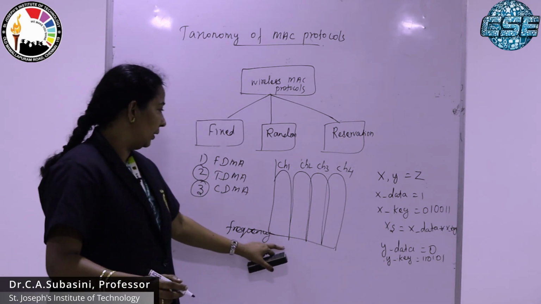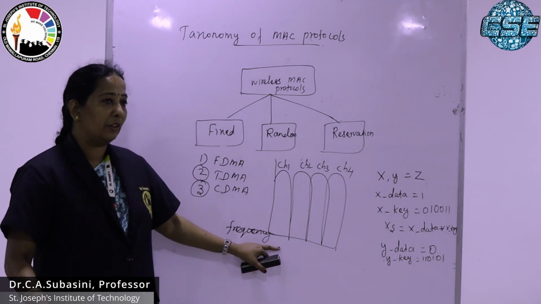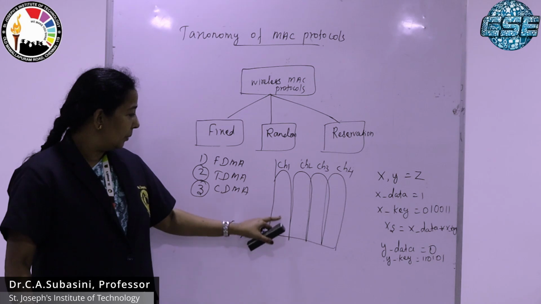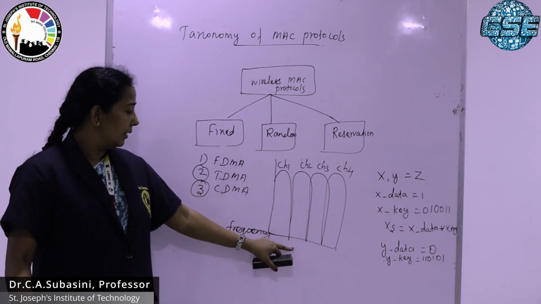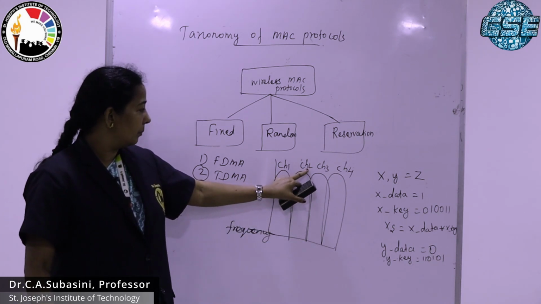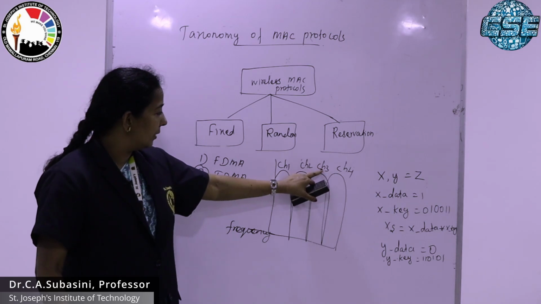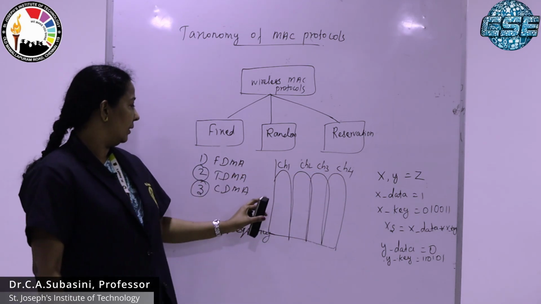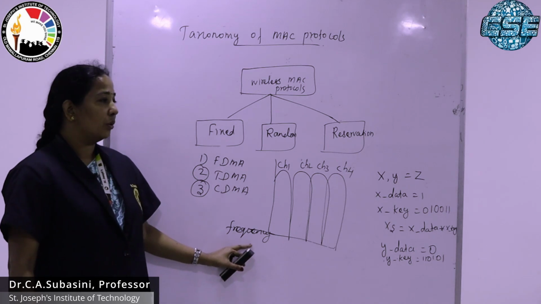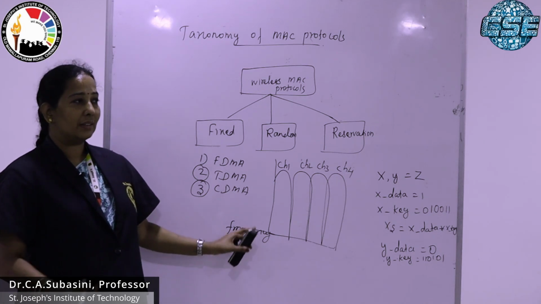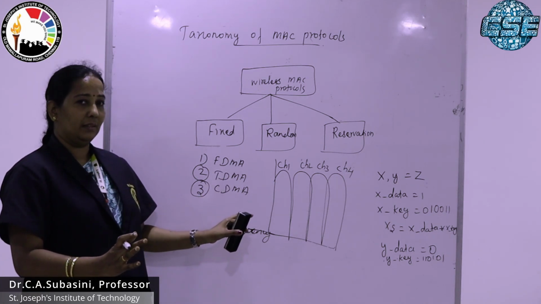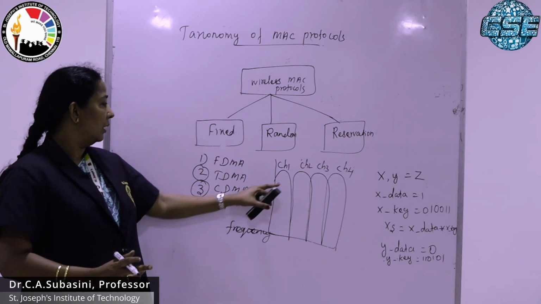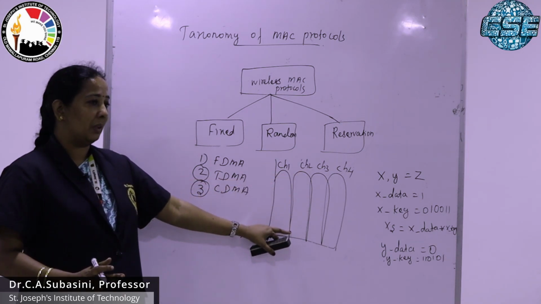So this will be divided into different frequency bands. The first band will be assigned to channel 1, the second band to channel 2, the third to channel 3, and the fourth to channel 4. So this is the FDMA technique. In FDMA, a fixed frequency is assigned, which is one of the disadvantages. So this is frequency division multiple access.